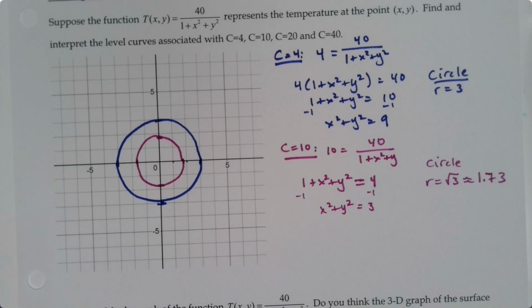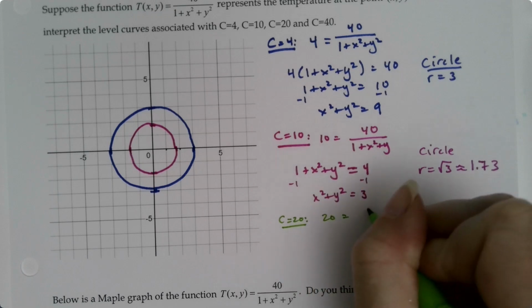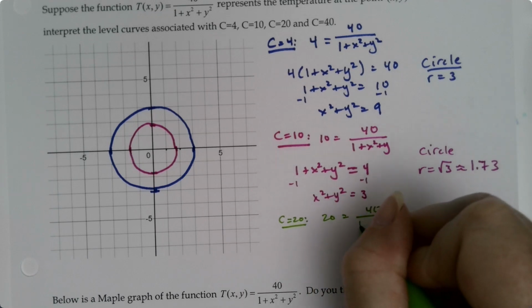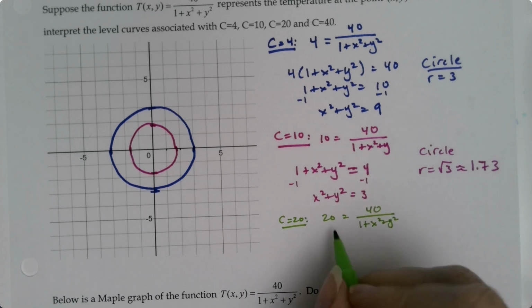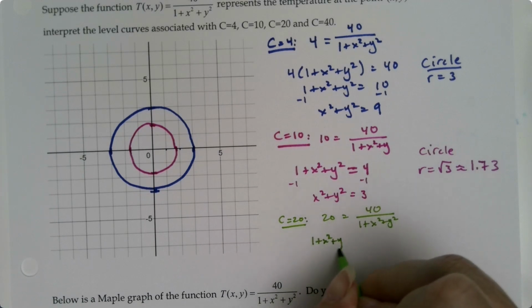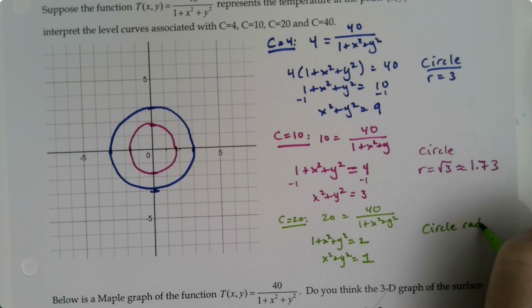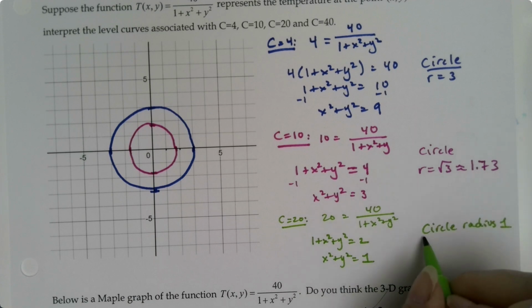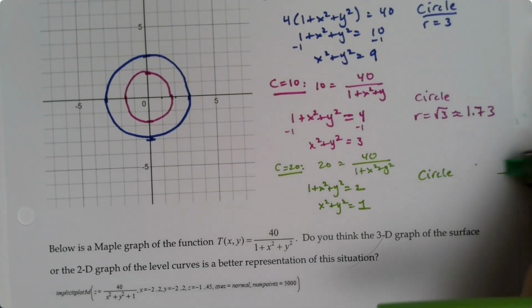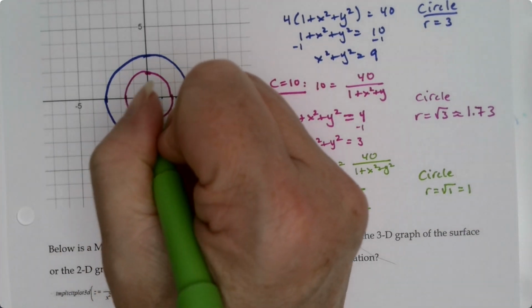All right, let's do 20. I think I can fit 20 in. I don't know if I have room for 40. So c equals 20 would be 20 equals 40 over 1 plus x squared plus y squared. So that would mean divide by 20 and multiply by the denominator. 1 plus x squared plus y squared equals 2. So then x squared plus y squared equals 1. So that's a circle of radius 1, just to keep it consistent with the others, r equals the square root of 1, which is 1. So that's right here.